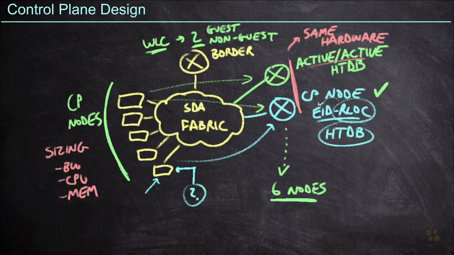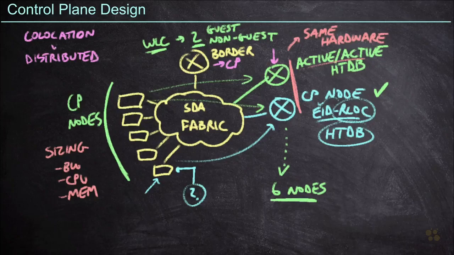Now, one thing we've mentioned before is that we can collapse the control plane functionality onto the border node. When we do this, this is called co-location. We are co-locating the control plane node functionality onto the border nodes. If, however, we deploy them as separate pieces of hardware, then that would be known as a distributed deployment. So we need to decide between co-location and distributed, and one of the ways we can do that is by looking at the size of our environment.